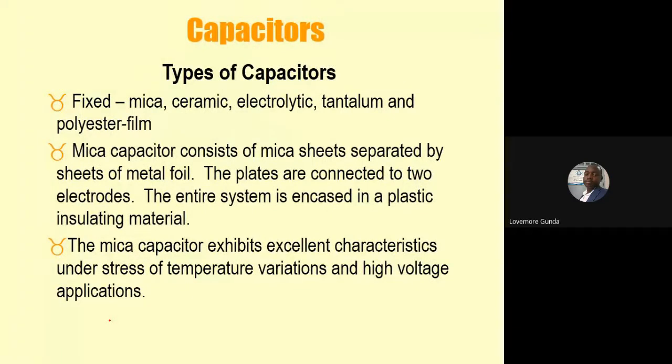So types of capacitors, we have different types of capacitors. We have fixed capacitors, which are usually mica, ceramic, electrolytic, tantalum, and polyester film, right? Then a mica capacitor, we have a mica sheet separated by the metallic foil. So in other words, you realize that in most cases, we talk about the type of capacitor based on the dielectric in most cases, the dielectric that we use, right?